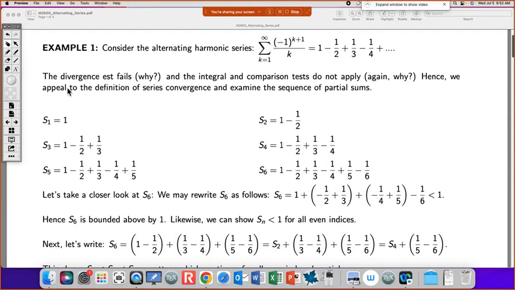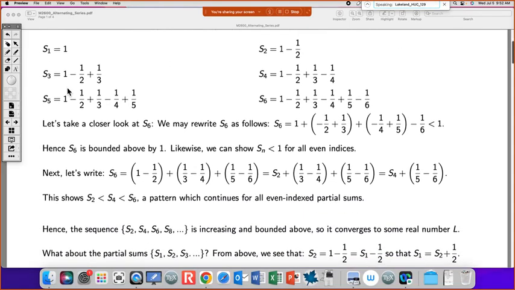And as I mentioned, the other big power tools we've used require the terms to always be positive, and these aren't, right? Every other term is negative. So what do we do? We go back to the definition. Okay? And so this is going to be the third time we've had to go back to the definition, look at the partial sums, and appeal to the completeness of the real numbers. But let's look at the partial sums.